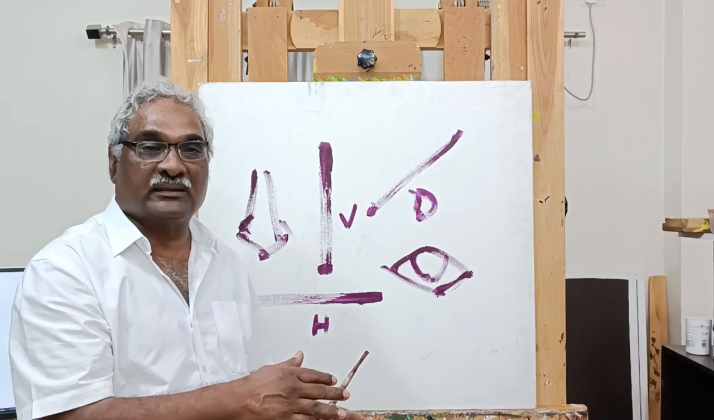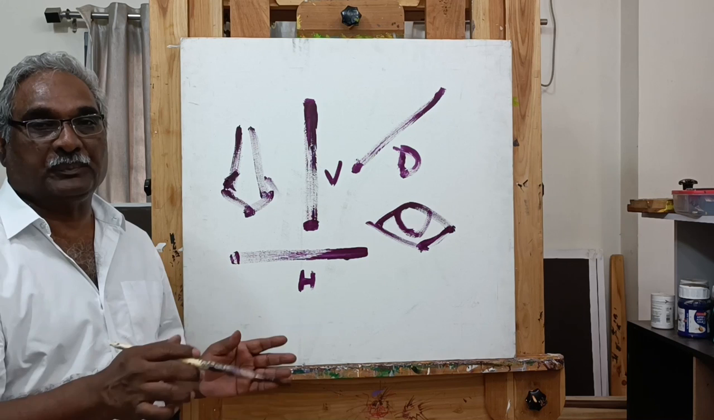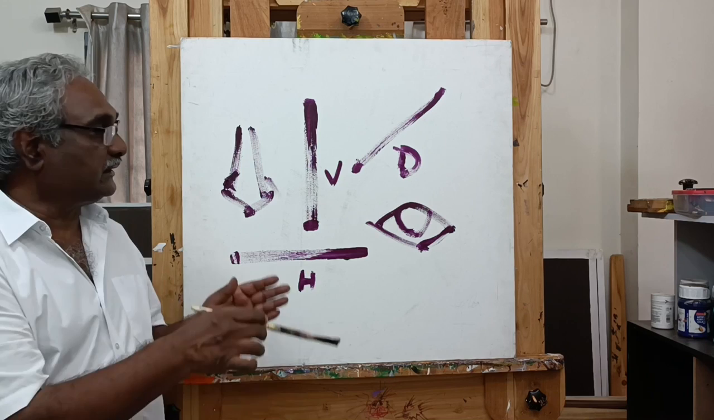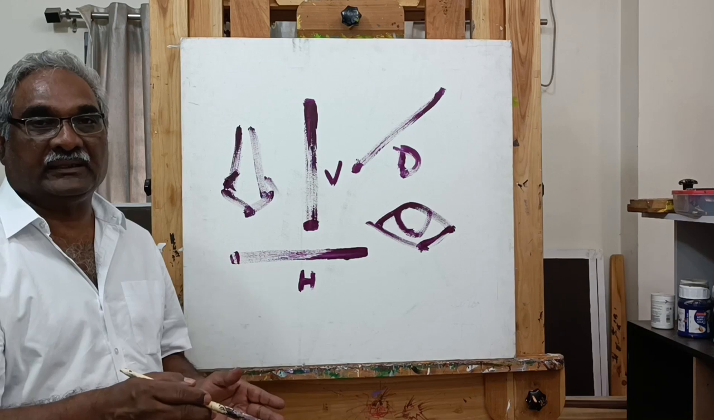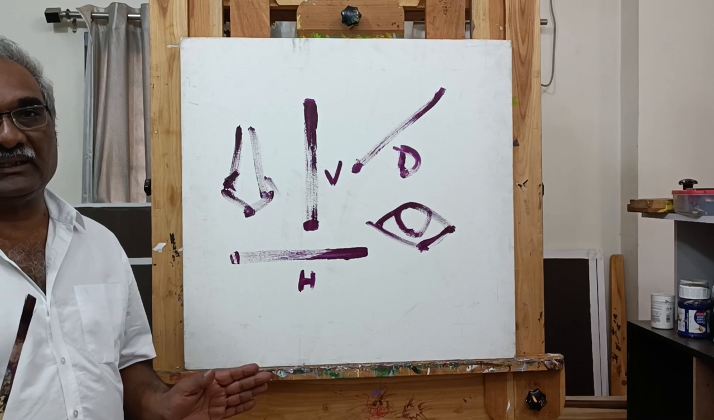Why do we have to use these shapes in our painting? That is the question. Because nature is built with these shapes, we have to use these shapes in our painting to get a realistic illusion. Otherwise, our paintings look artificial. To avoid that artificial appearance, we have to use these shapes which are built by nature.